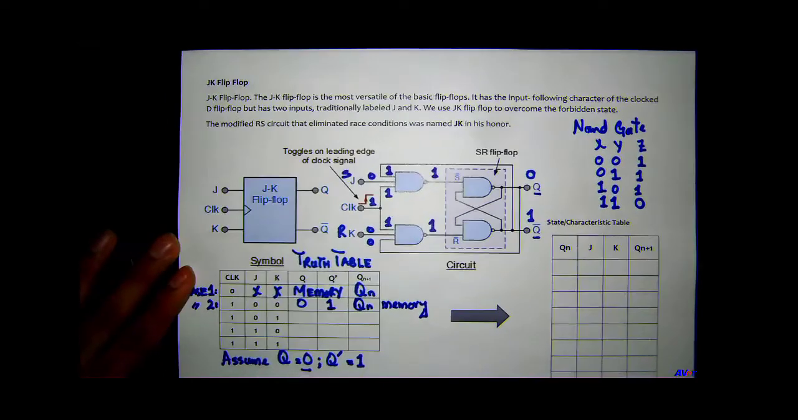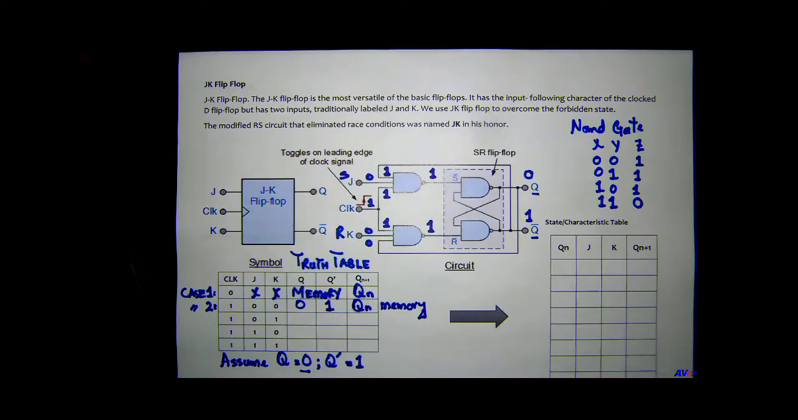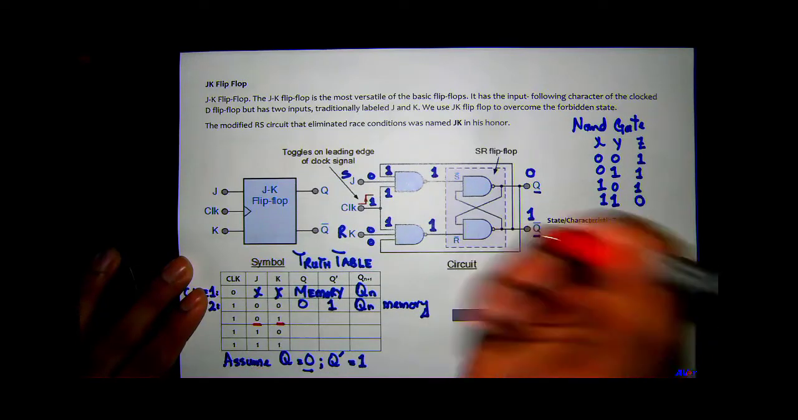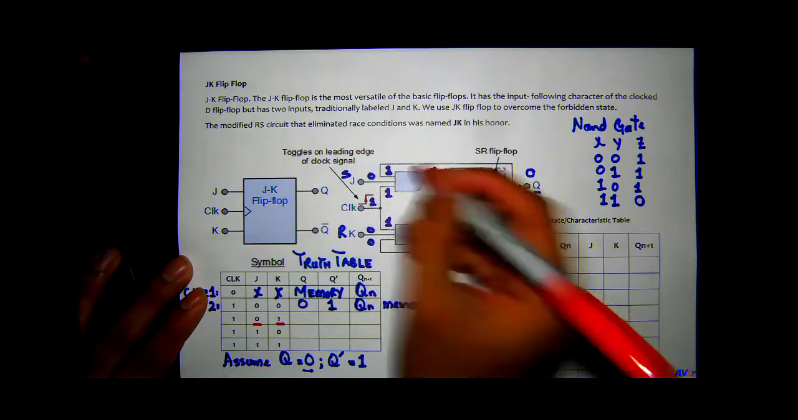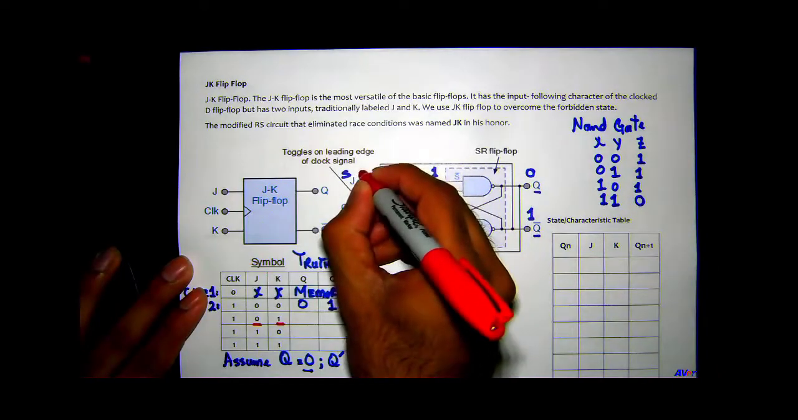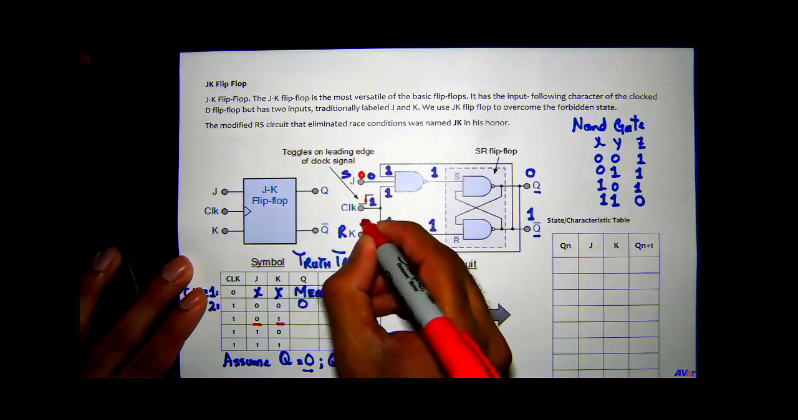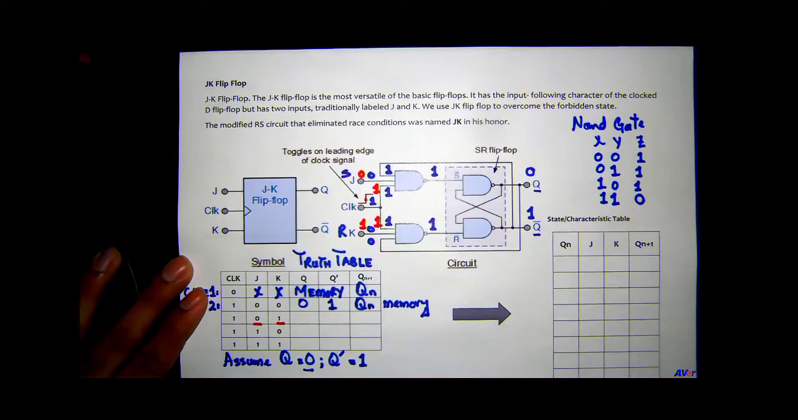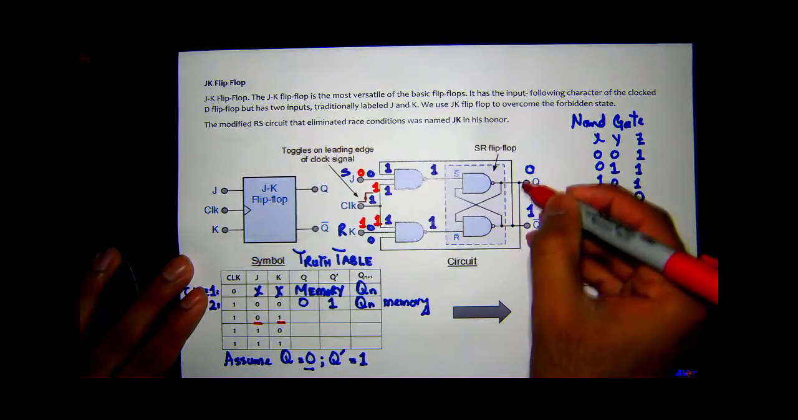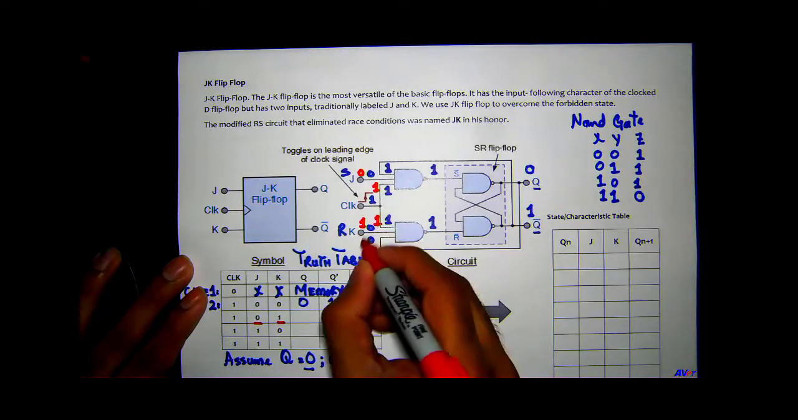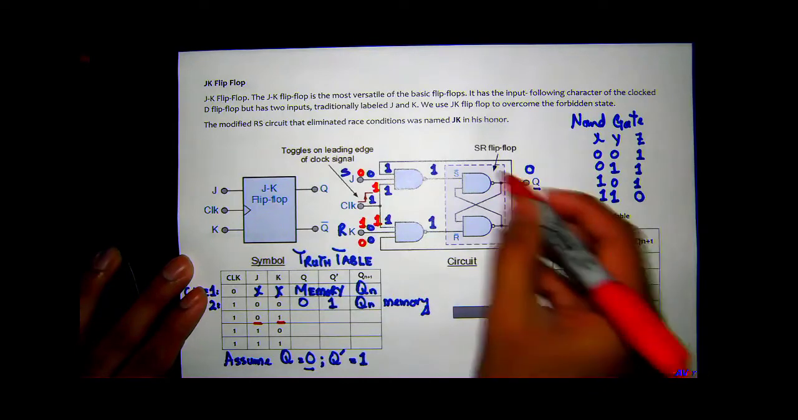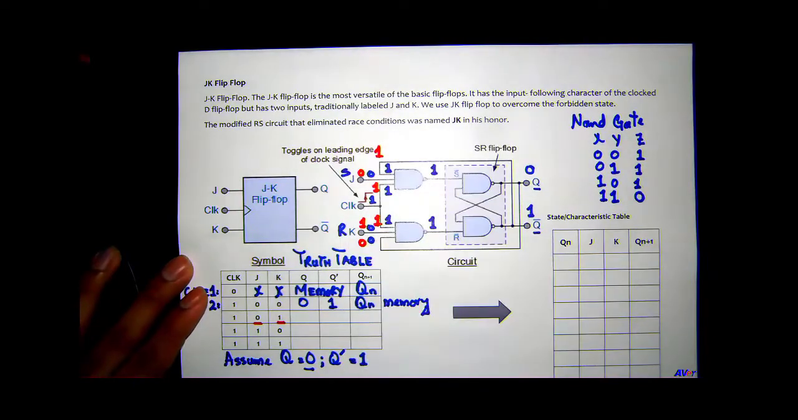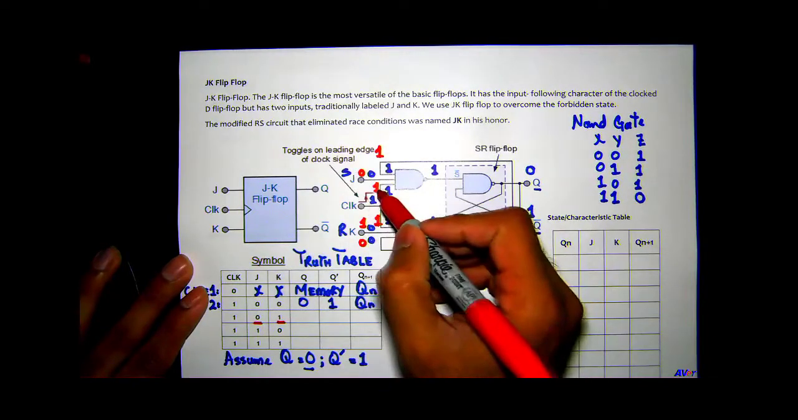Okay, now let's move on to the next combination, where you have J equals 0 and K equals 1. So this would mean you got 0 here, K is equal to 1, clock is 1. This is 0, Q is fed here, so this is 0, and Q naught, which is 1, is fed here. Okay, now we get 1 0 1.